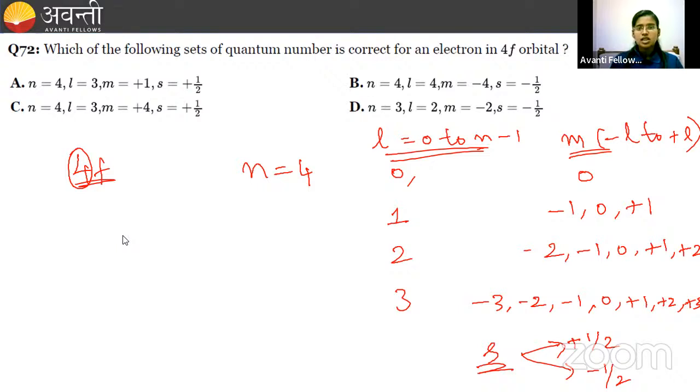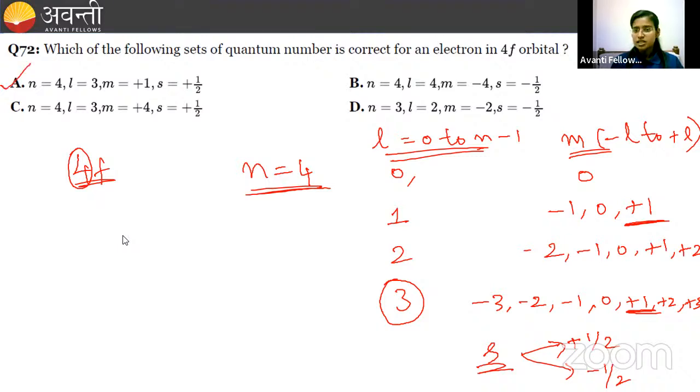Let me go for option A first. Here n is given as 4. Yes, that is correct. And L is given as 3. Yes, L is equal to 3 is one among the answers. And M is plus 1. Yes, plus 1 is also present for L equal to 3. And S is equal to plus half. Yes. So option A is coming out to be the correct answer for this question. That would be the correct answer, and we can check with the other options also.